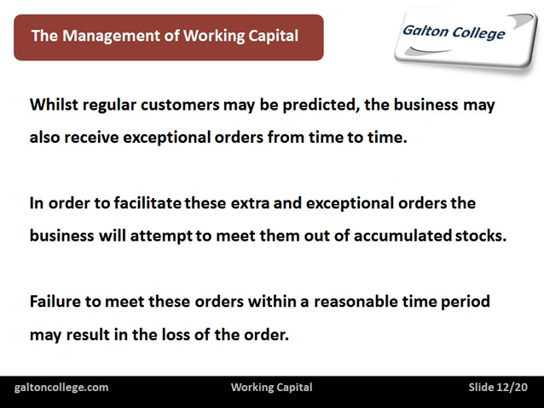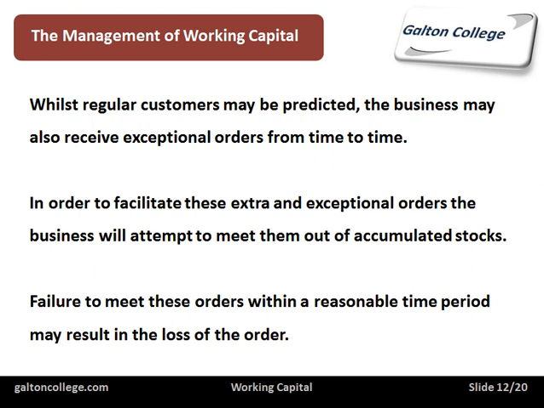Now, whilst regular customers may be predictable, the business may also receive exceptional orders from time to time. And in order to facilitate these extra and exceptional orders, the business will attempt to meet them out of accumulated stocks. And of course, failure to meet these orders within a reasonable time period may result in the loss of the order. So sometimes businesses face orders which are erratic.